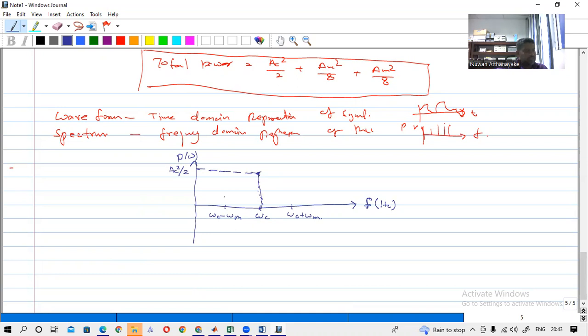So what is the power of this one? The power of this term is Am squared divided by 8, and the same power is there for the other one. So we will get it like this. Actually this is the frequency spectrum.